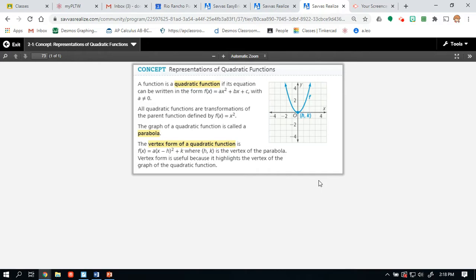The graph of a quadratic function is called a parabola, and the vertex form of a quadratic function, which will come in very handy as we go on, is f of x equals a(x minus h) squared plus k. And h and k is going to be that vertex, or that minimum or maximum point of your parabola. So in this case, right here, this little blue dot is going to be your vertex. And the vertex form highlights the vertex of the graph, which makes it a little bit easier to graph this type of function.